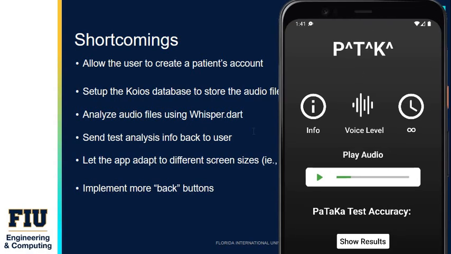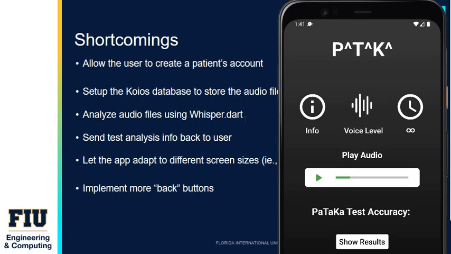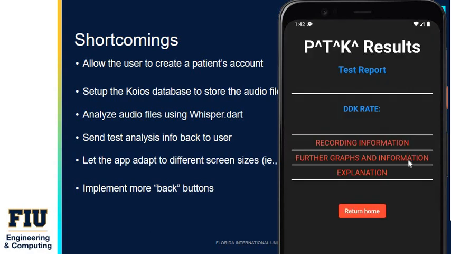And then after that, after we conduct the analysis with Whisper.Dart, or rather, when the next team conducts the analysis with Whisper.Dart, how can the next team then send that data back so that you get an accuracy right here? And then also, when the medical professional or user presses show results, you get all this data right here. So you get DDK rate, you get some basic recording information, some graphs, and also an explanation of the results.